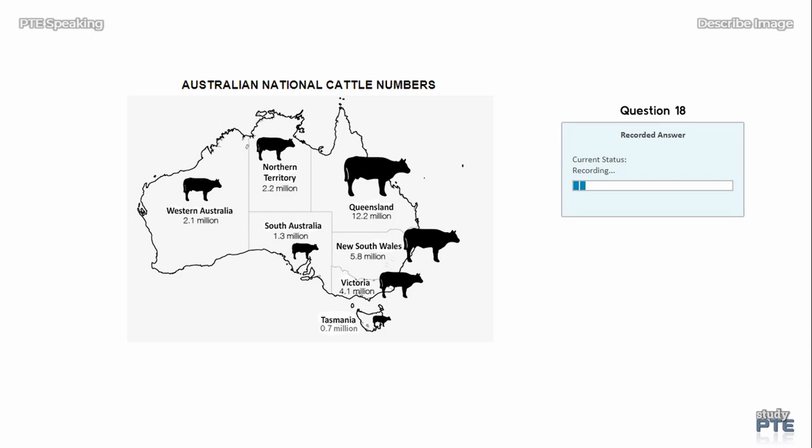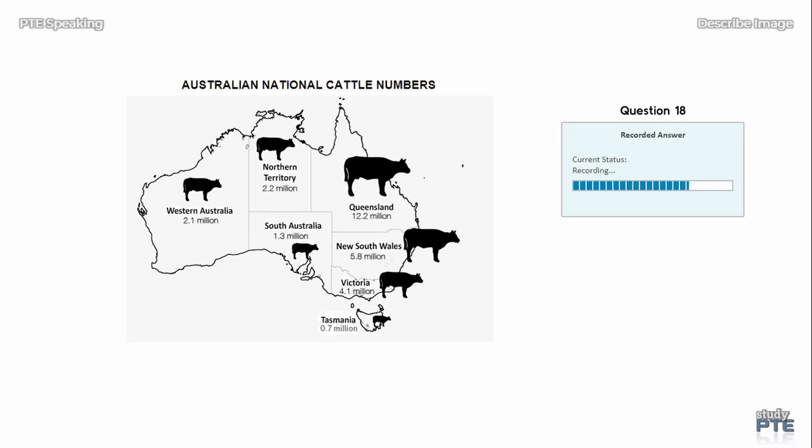The given image shows information about Australian national cattle numbers. It also provides information in various categories such as Western Australia, Northern Territory, South Australia, New South Wales, and Victoria. It is clearly visible from this image that the highest cattle number was recorded in Queensland, which is 12.2 million. On the other hand, the lowest was recorded in Tasmania, which is 0.7 million.